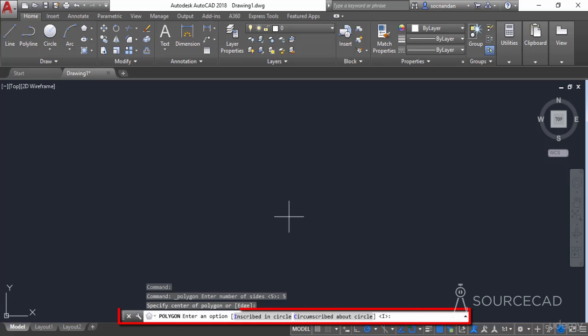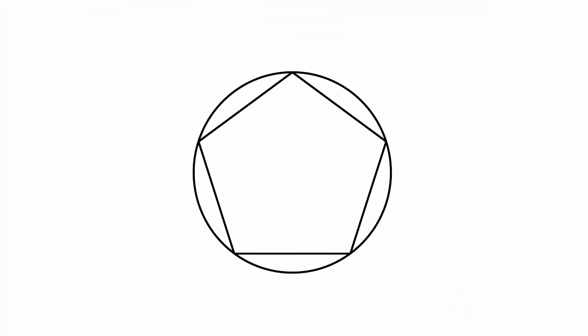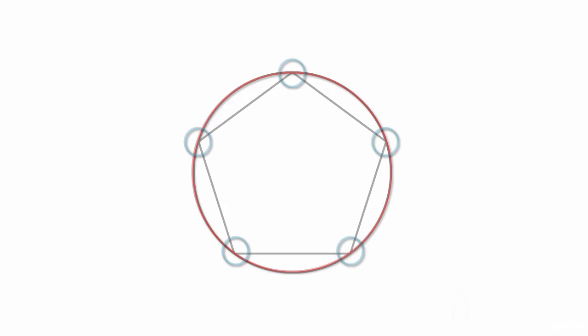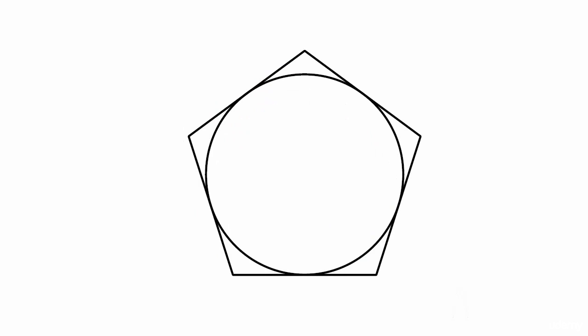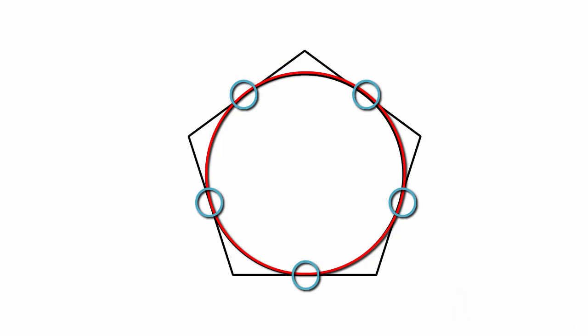Now look at the command line. It prompts you to choose one of the options, either inscribed in a circle or circumscribed about a circle. If a polygon is inscribed in a circle, it will look something like this. Here we have this circle, and the polygon will be inside the circle in such a way that the vertices of the polygon touch the circumference of the circle. But if the polygon is circumscribed about a circle, then the polygon will be outside the circle, and the midpoints of the line segments of the polygon will touch the circumference of the circle.